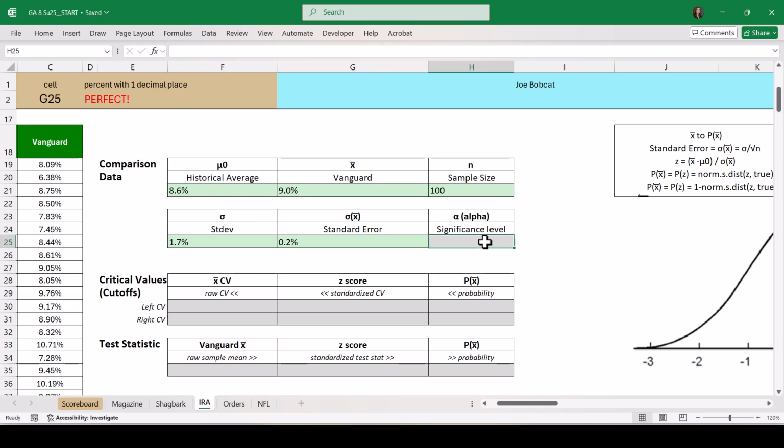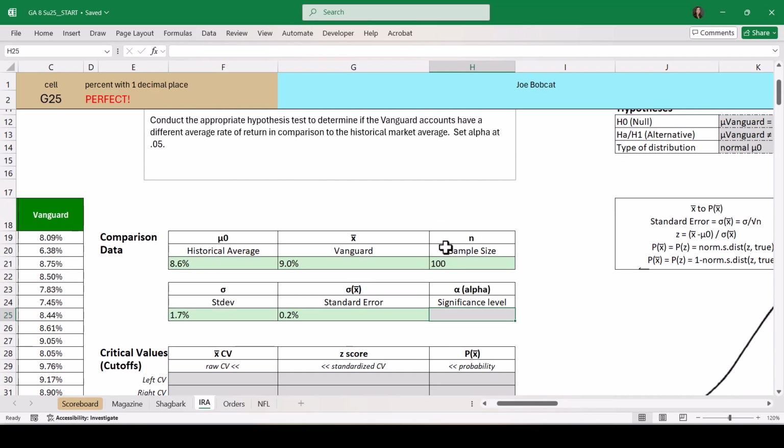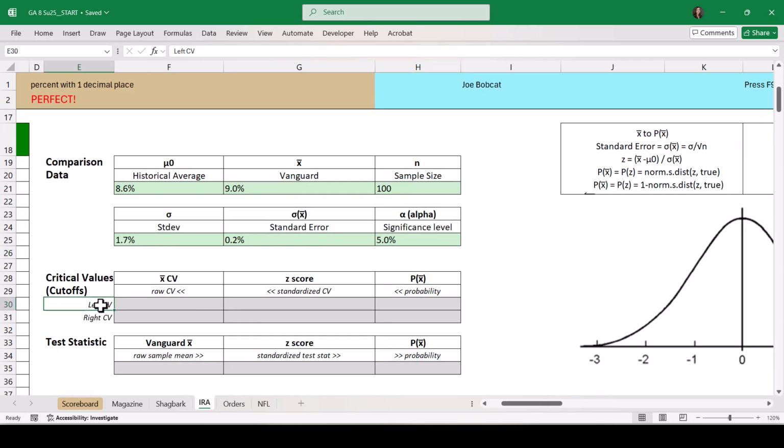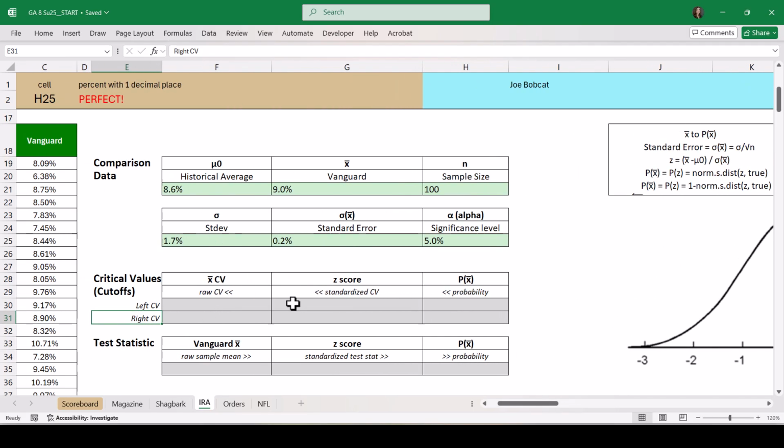All right, so now we can start to conduct our hypothesis test. So the significance level of our alpha is 0.05 or 5%. And we are conducting a two-tailed test. So that means we have a lower or a left critical value as well as an upper or a right, right? We're doing a two-tailed test. We don't know if Vanguard accounts are lower than the market average or higher than the market average. We're going to explore both possibilities. So since we're doing a two-tailed test, we need to take that alpha and divide it into two. So we're going to split alpha into our two tails, the left tail and the right tail.